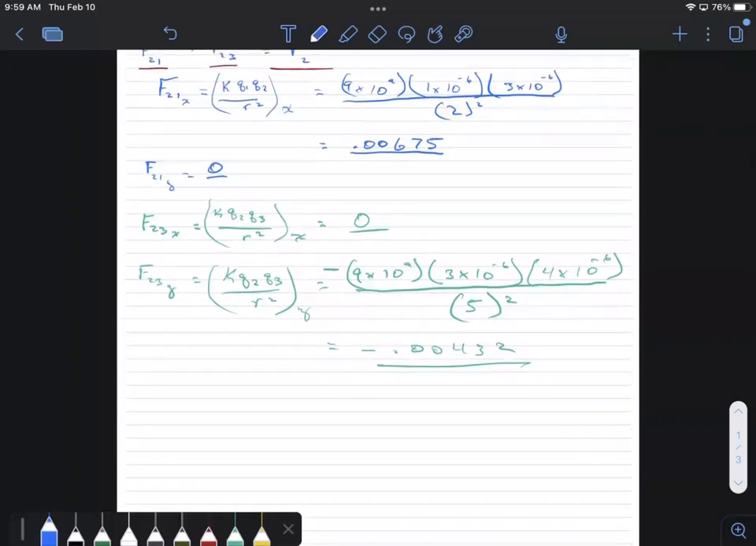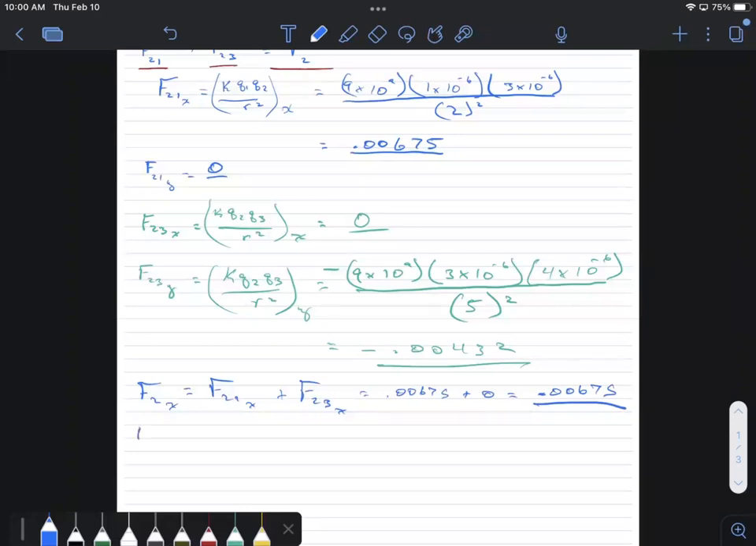So first step, the total force on 2, x piece, is going to be the force on 2 due to 1, x piece, plus the force on 2 due to 3, x piece. Right? The total x component is just the sum of all the x components added together. So I look in my problem, I got 0.00675 plus 0. Well, that's easy, that's a positive, not a negative, 0.00675 is the total x component.